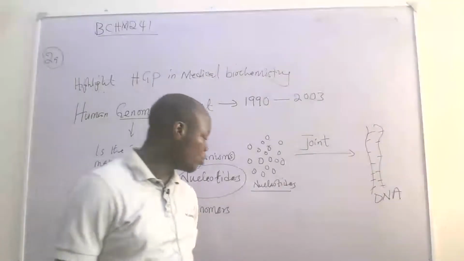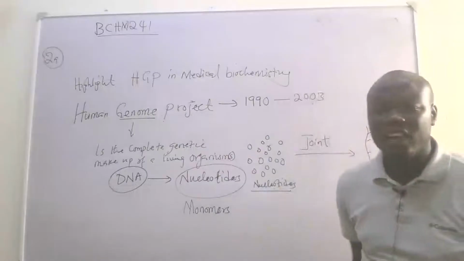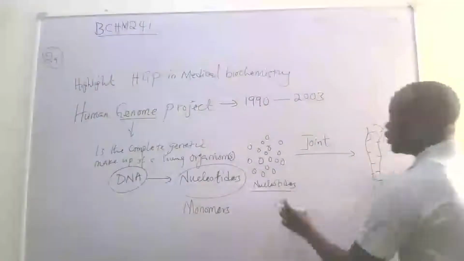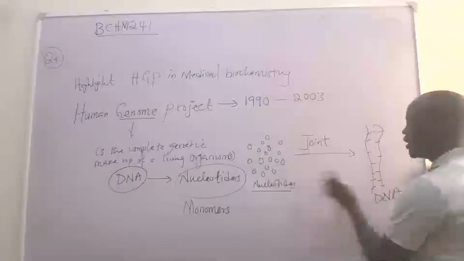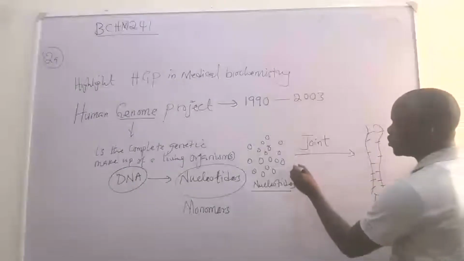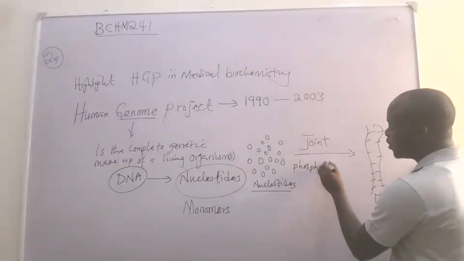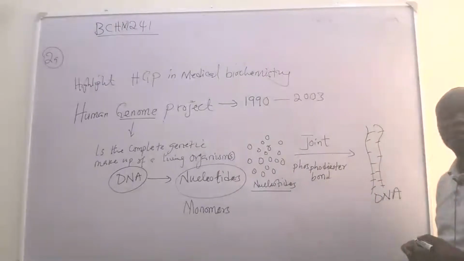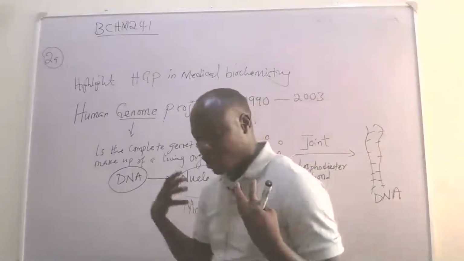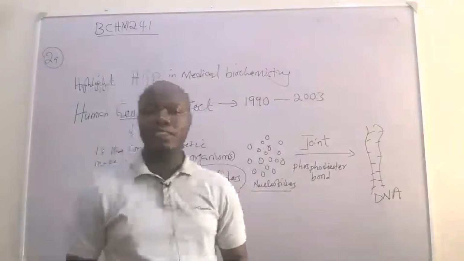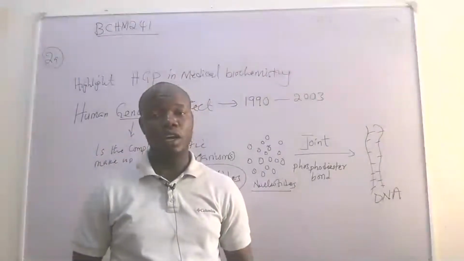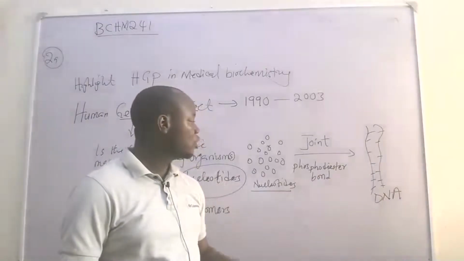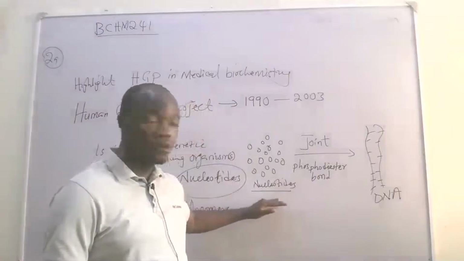No. It's not. Excellent, Taima. The bond that joins nucleotides together to produce a DNA molecule is called phosphodiester bond. You see, ladies and gentlemen, while answering the question, I realize that many of you are not here. And I said that I will take attendance. So what I'm seeing here, we have nucleotides.